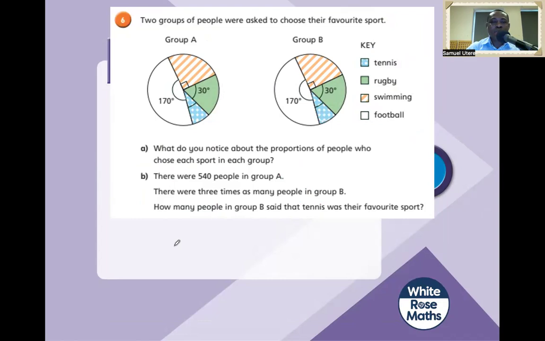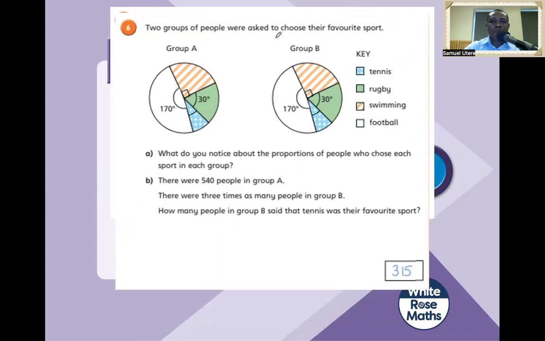Let's discuss them. So here you were asked, 2 groups of people were asked to choose their favorite sport. So you have group A and group B. What do you notice about the proportions of people who chose each sport in each group? Well, what we notice is the proportions are actually represented by the same portions. The proportions are the same.